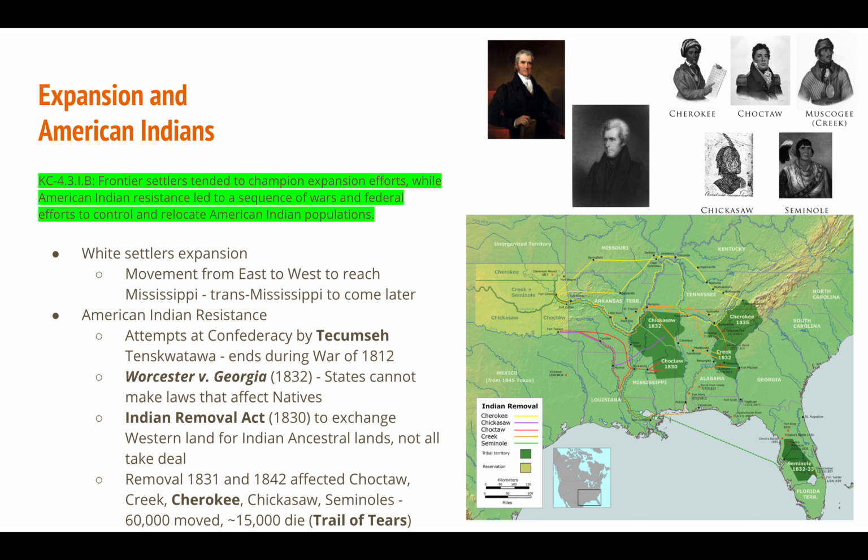And when John Marshall, the Supreme Court Chief Justice, made his decision, Andrew Jackson did not make a commitment to enforce it. Now, there's an anecdote that Jackson said that John Marshall has made his decision, now let him enforce it. What Jackson actually said was probably much worse.